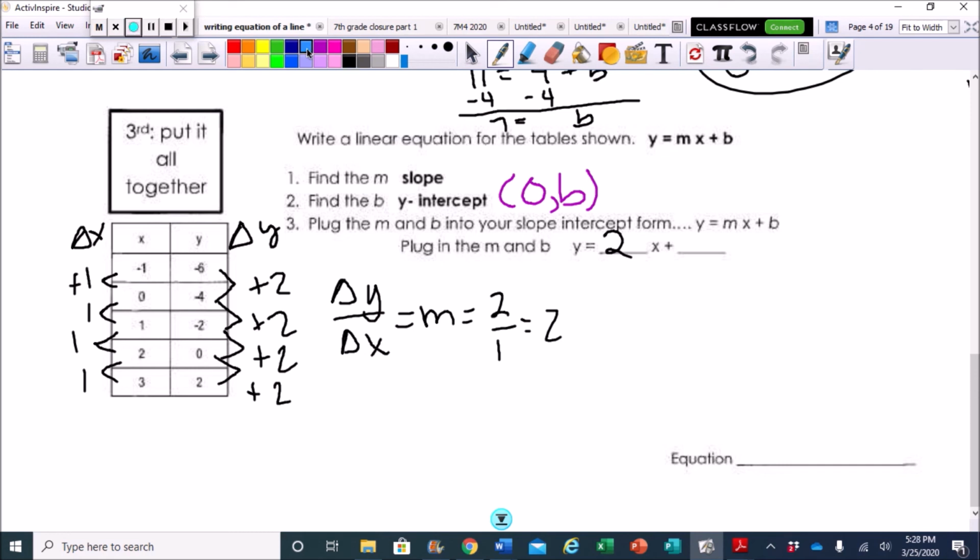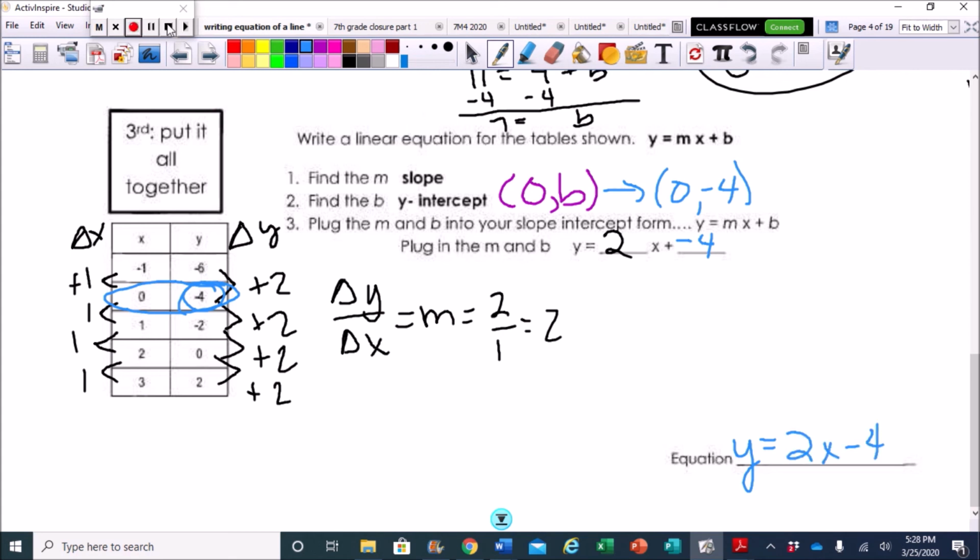Now, for my y-intercept, I need to look for when x is 0. That's right here. So that means that when x is 0, whatever my y number is, that's my b. So it's negative 4, and I'll put that in that spot. So now it can be rewritten from y equals 2x plus negative 4 to y equals 2x minus 4.